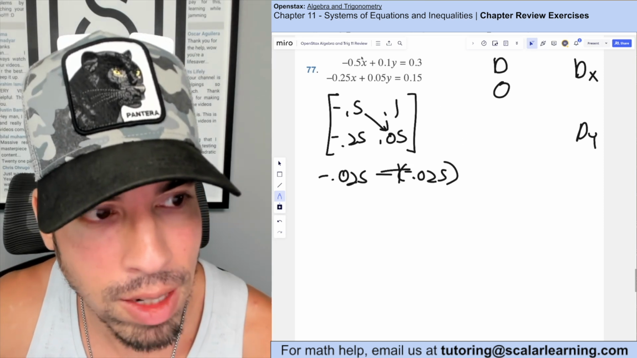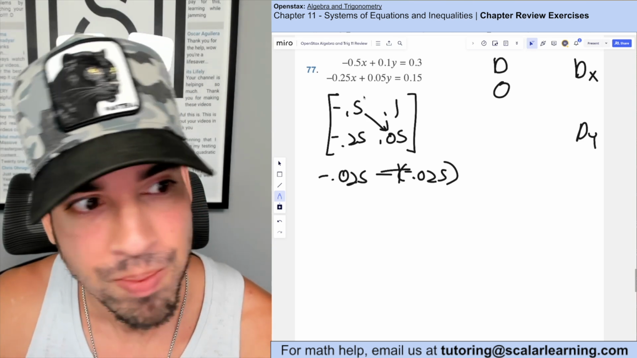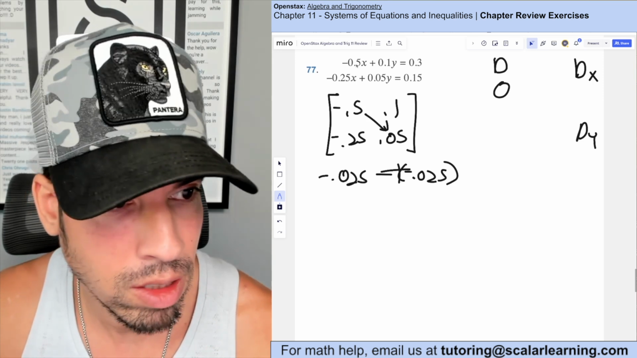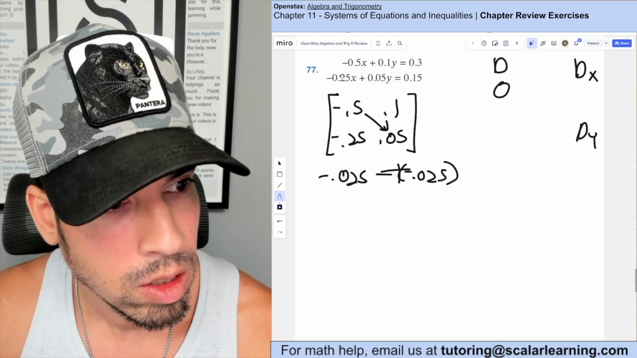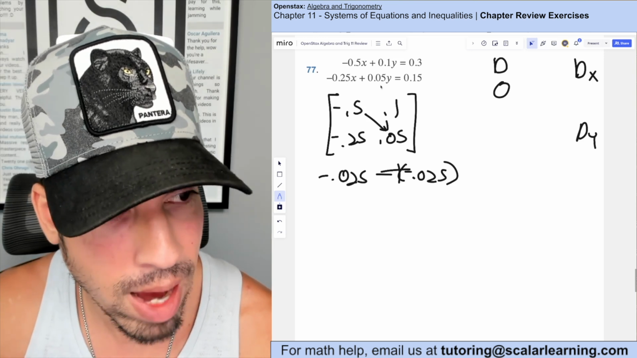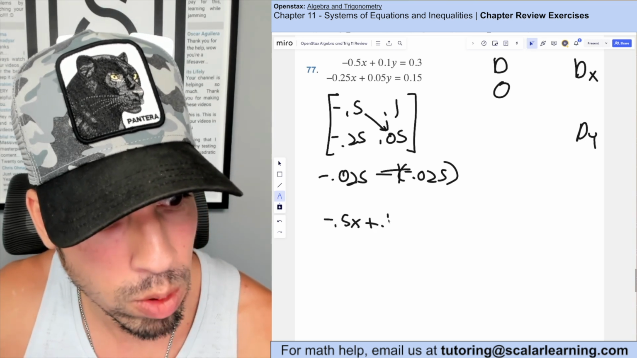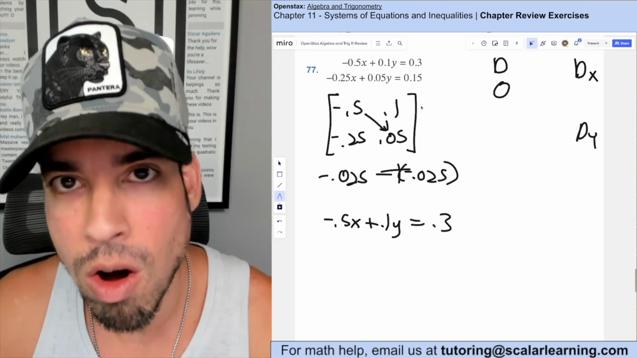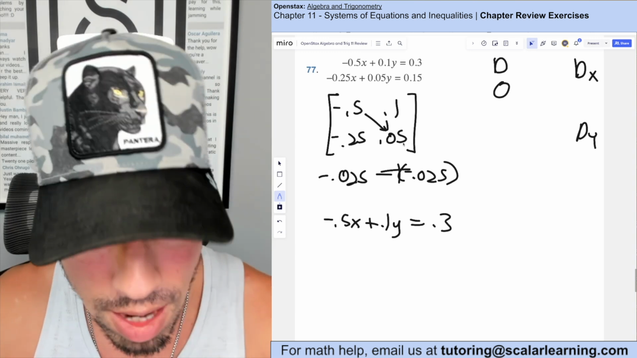So now let's look back at these two equations. They're either exactly identical, meaning infinite solutions, or they're parallel and never intersect. The quick way to figure that out is, watch this. If I multiply this bottom equation by 2, we can match up these coefficients. I'll get negative 0.5x plus 0.1y is equal to, that times 2, 0.3. Look at that. They are the exact same equation, which means there are infinite solutions. So we can tap out here.